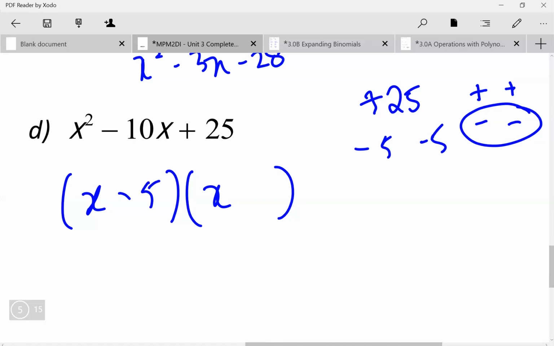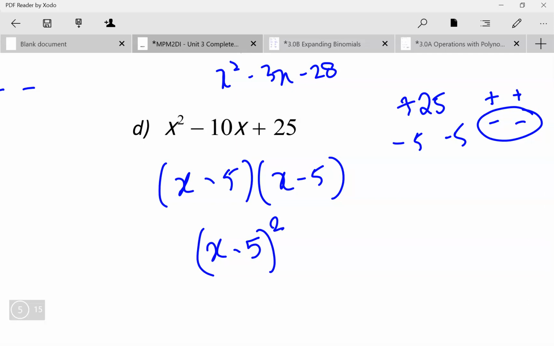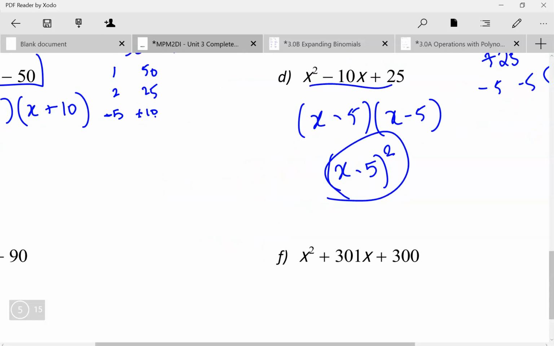So here I go, x minus 5, x minus 5. And this, interestingly, can be written as x minus 5 the whole squared, as we'll remember, because we're multiplying x minus 5 by itself. So that would be our answer here. And we can see here that if we expand this out, we are going to get back that. Again, I'll leave the checking work to you.